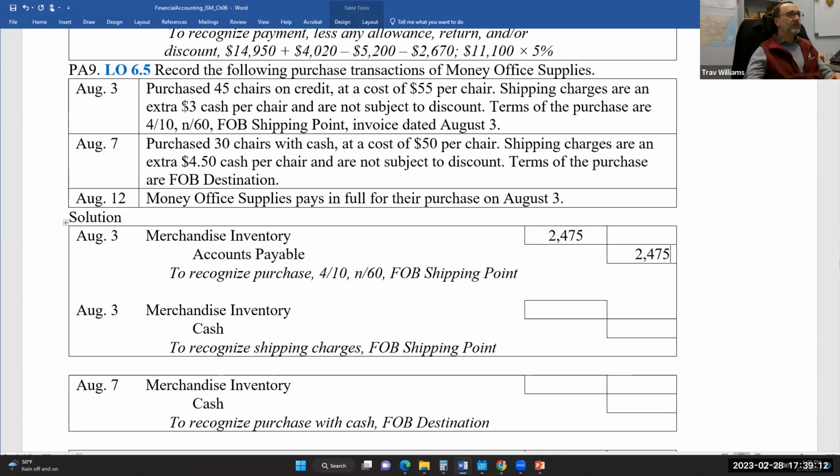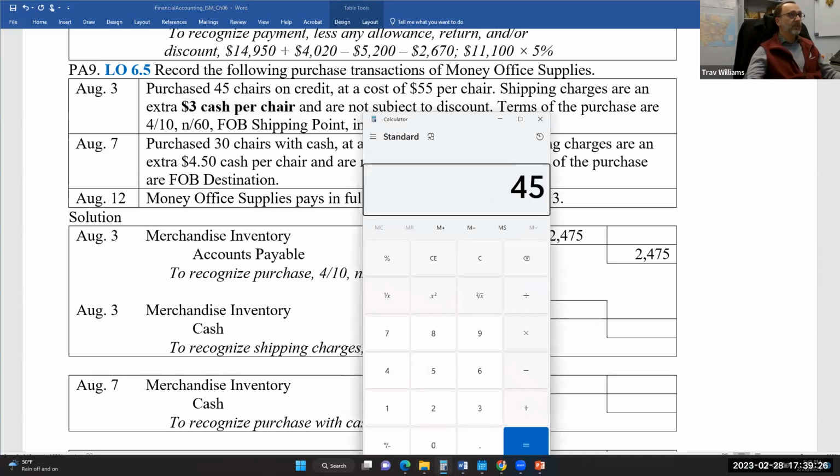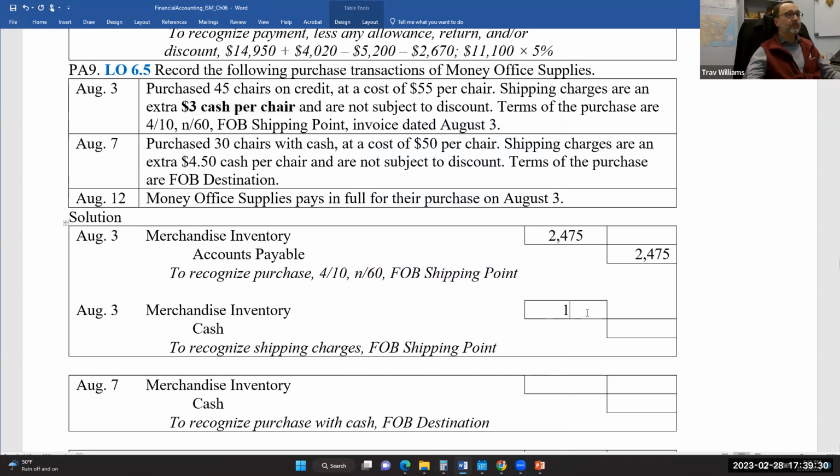Then shipping charges are $3 cash per chair. Okay, and it's FOB shipping point. So as the purchaser, we are responsible for the shipping costs. So again, it was 45 chairs times $3 each, $135. Remember, when you're doing the perpetual inventory method, the shipping cost increases your merchandise inventory costs. So we just debit merchandise inventory.